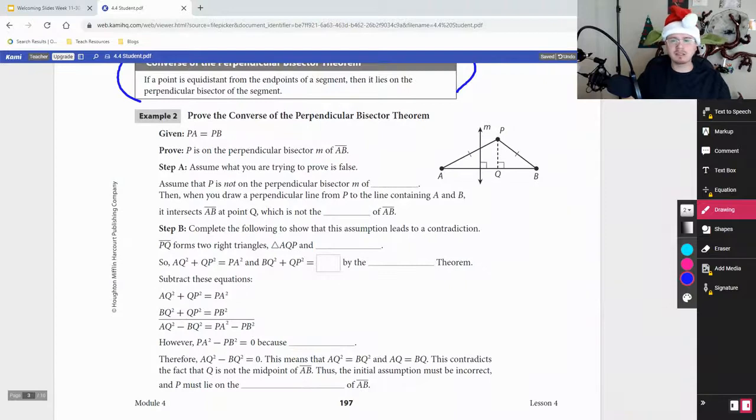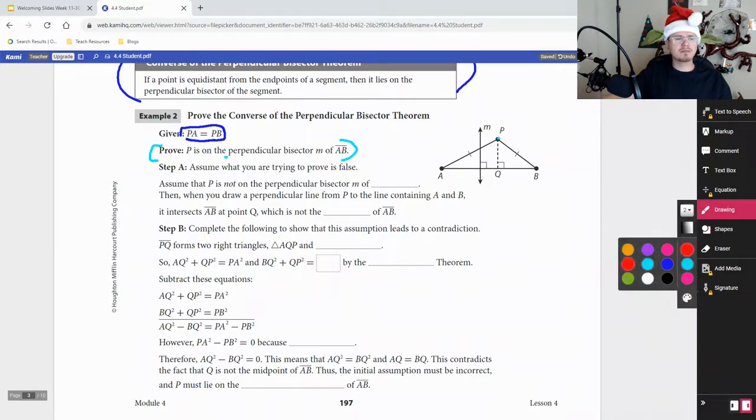So let's take a look at this example. We're given this diagram here. We're given this, right? So PA is equal to PB. Now, looking at this diagram, that doesn't look to be the case, right? So, curious. So, the goal: prove P is on the perpendicular bisector M of AB. So, prove P is on the perpendicular bisector M of AB, okay?